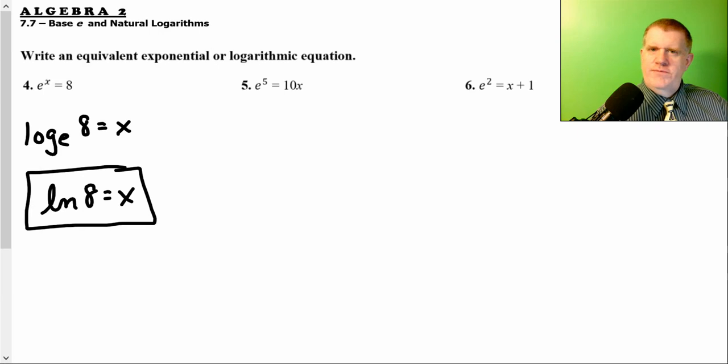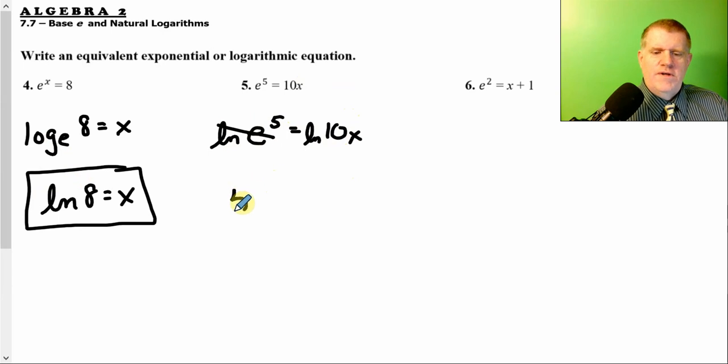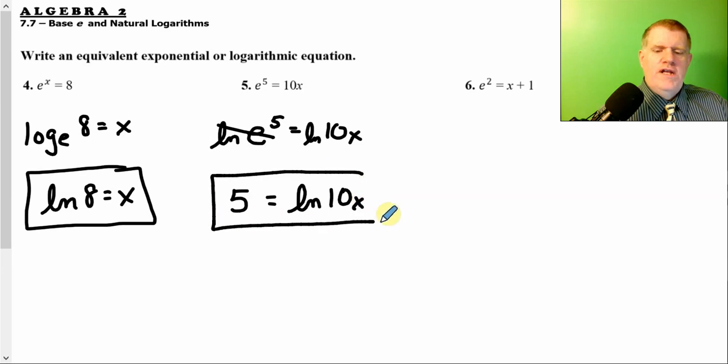Okay. Same thing as before, except we don't write log, we write ln. Now, here's my trick, and I don't know if you want to do it this way, but here's what I like to do. How do I undo an e? I take the natural log of both sides. Because these cancel out, I'm left with 5. And that's what I got. That's how my brain interprets it. It's much easier for me that way. But I want you to know they work both ways.